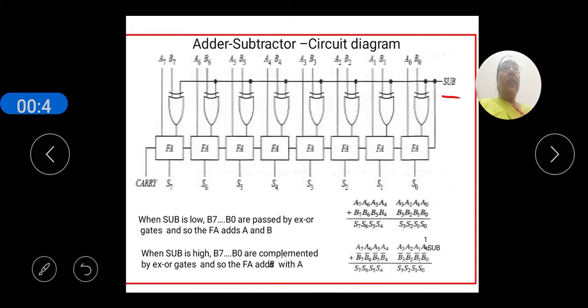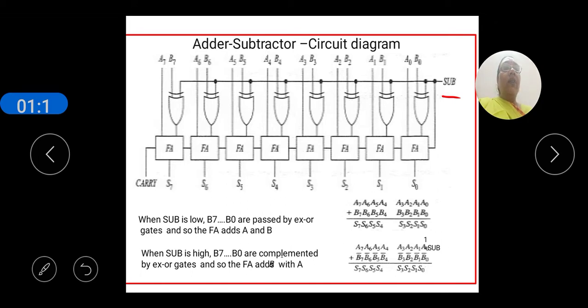Whenever sub is low, the inputs B0 to B7 to the exclusive OR gates are just passed by the exclusive OR gates to the full adder, and whenever sub is high, the complement of B0 to B7 is given as the output of the controlled inverters to the full adder.